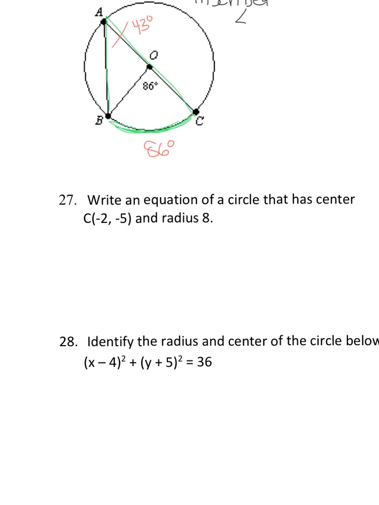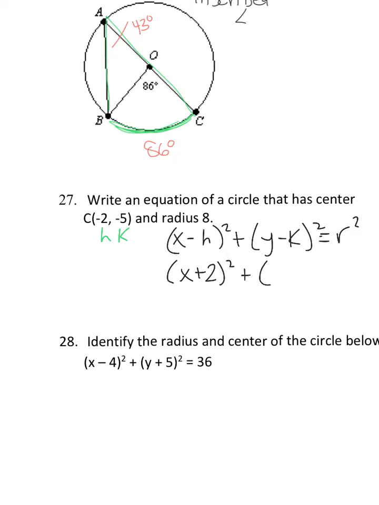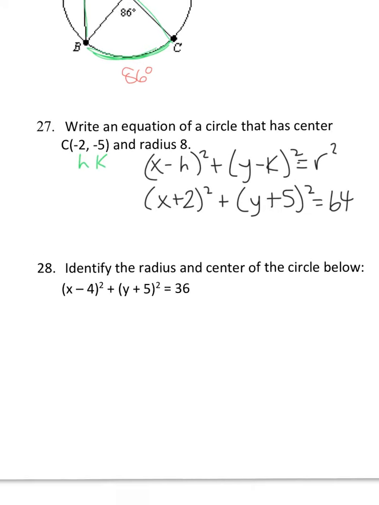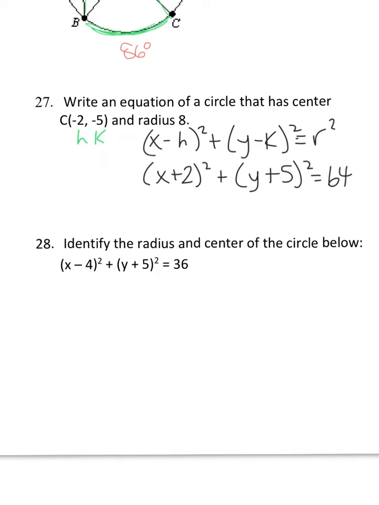And then 25, write an equation of a circle. So the circle has an equation like this, x minus h squared plus y minus k squared equals r squared. So this is going to be my h and k. So it's going to be x plus 2 squared plus y plus 5 squared equals square root of 8, so it's 64. And then 28, identify the radius. Radius is the square root of 36, so radius is 6. And the center is going to be positive 4 and negative 5.